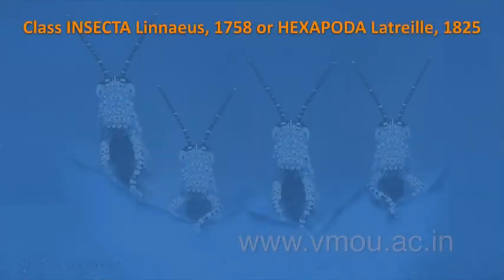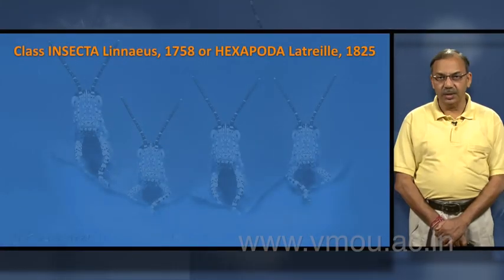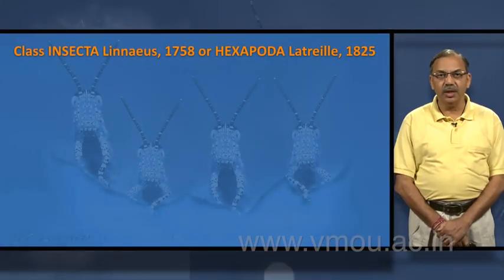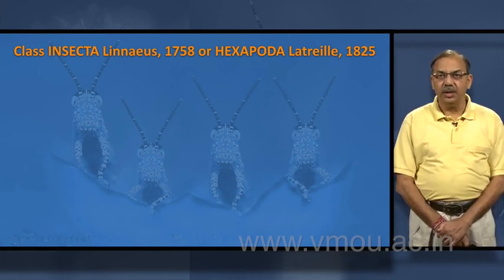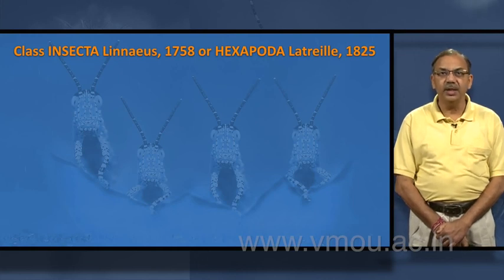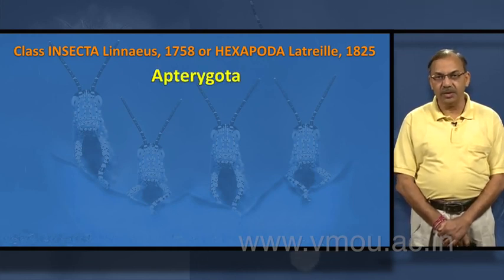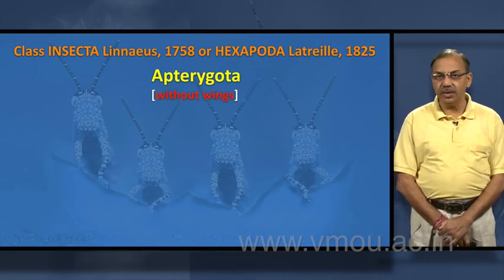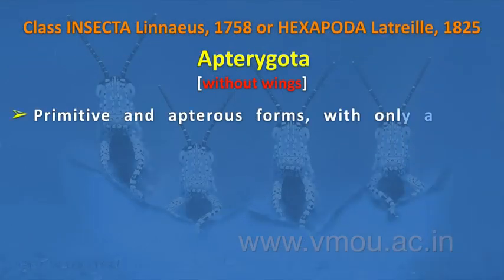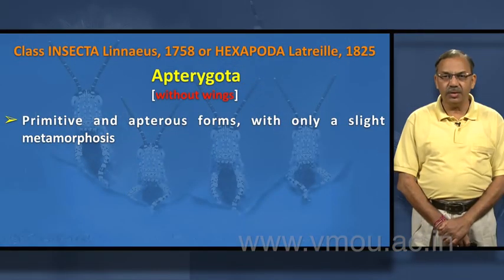Class Insecta, Linnaeus 1758, or Hexapoda, the second name for the same class by Latreille in 1825. It is better to use Hexapoda because there are 6 legs. Hexa means 6, poda means legs. So, 6 legs are there in class Insecta. It is further subdivided into 2 groups: Apterygota, that is without wings, and Pterygota, that is with wings.